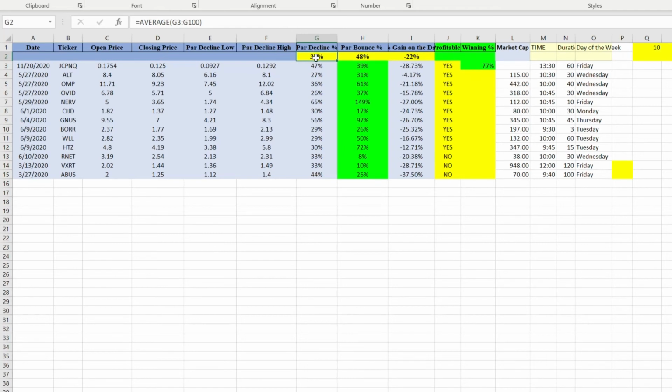So what does it exactly tell you? You know that on this data collected here, your parabolic decline percentage, as in how much the stock went from open to its lowest point, is 37%. Parabolic bounce percentage, however, is 48%. And gain on a day, you see that it's negative 22. But really how I use it is I see that the stock pretty much closed red on the day. So that's kind of important. And you see that your winning percentage is 77%.